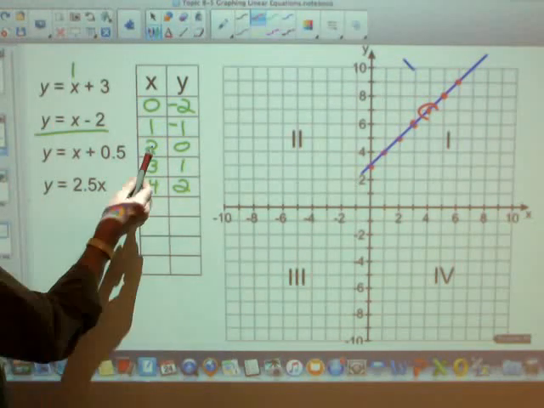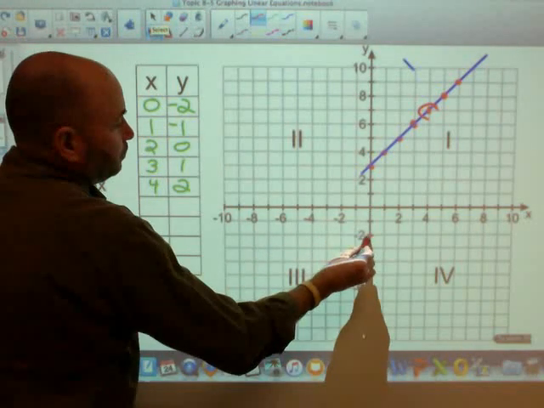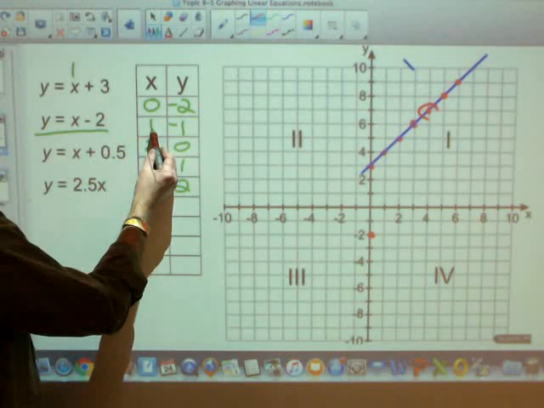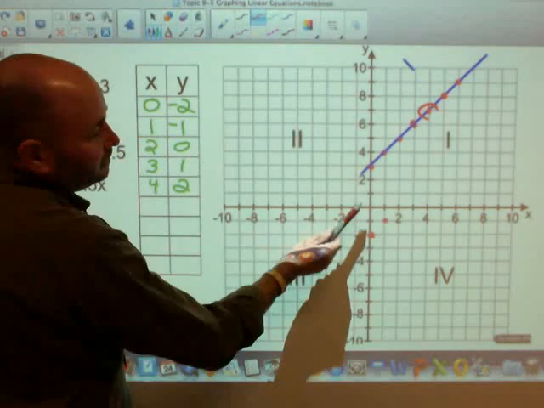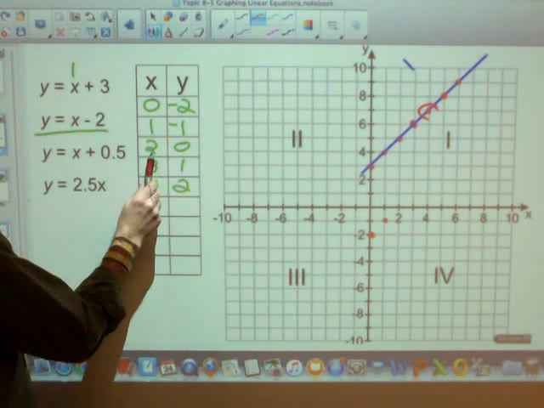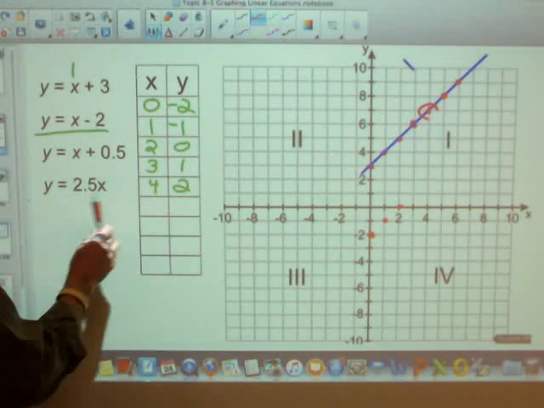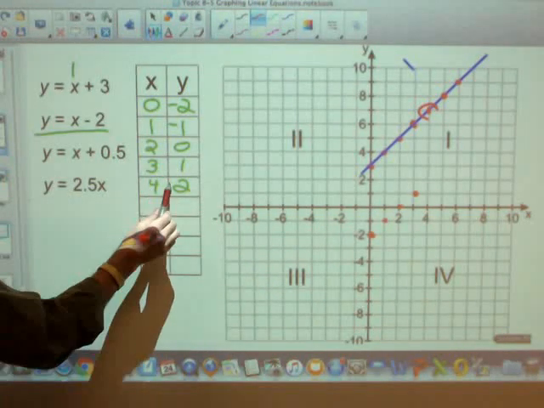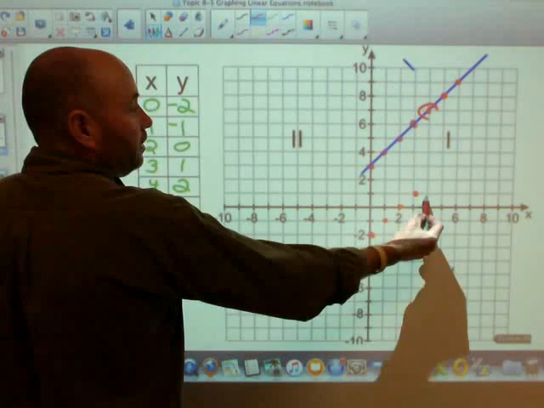So let's graph these points, okay? So we have 0, negative 2. 0, negative 2 would be right there. Then we have the ordered pair of positive 1, negative 1. And again, you can see that same pattern forming up. 2, 0. So now we're going to come over 2, but we're going to remain on the x-axis because we have 0 as our y value. Then we have 3, 1, so we come over 3, 1. 4, 2. Graph the ordered pair 4, 2. So we come over 4 and up to 2.